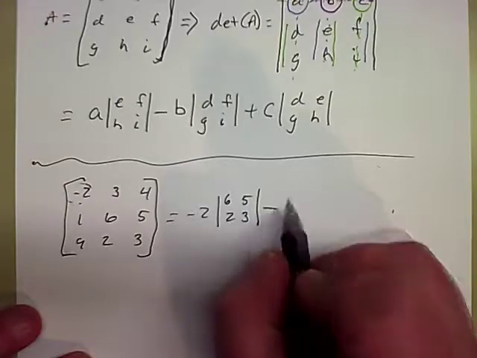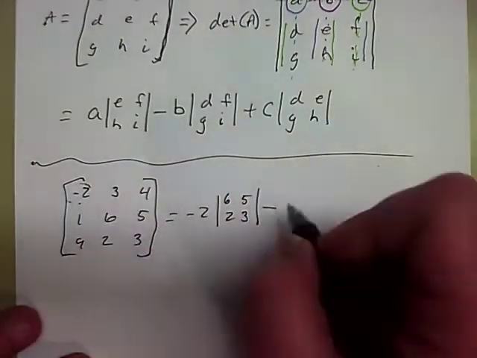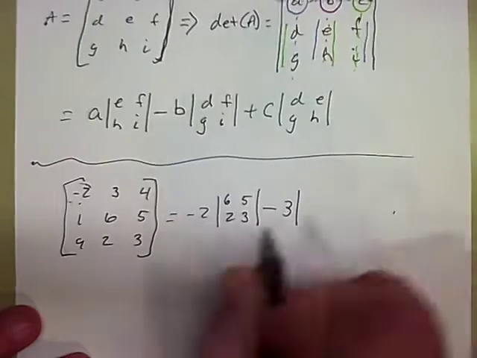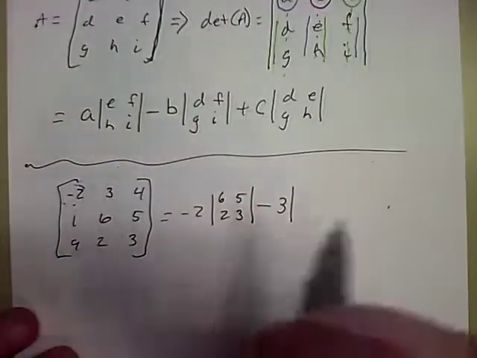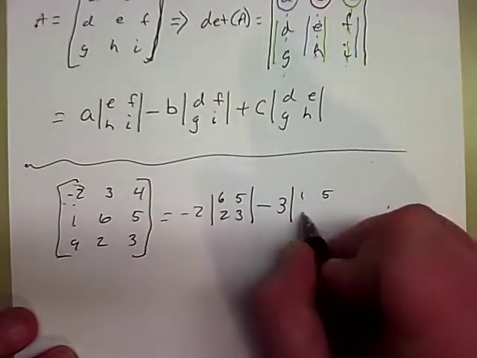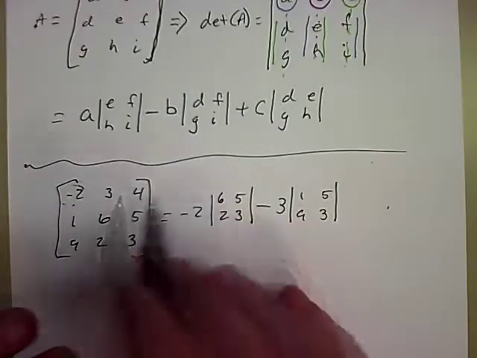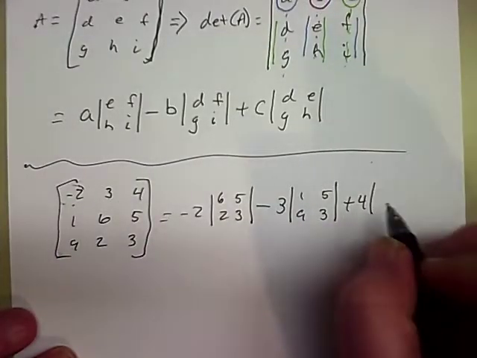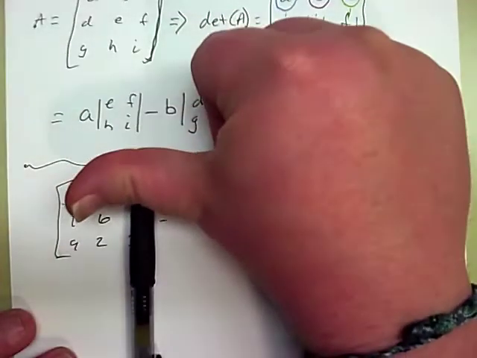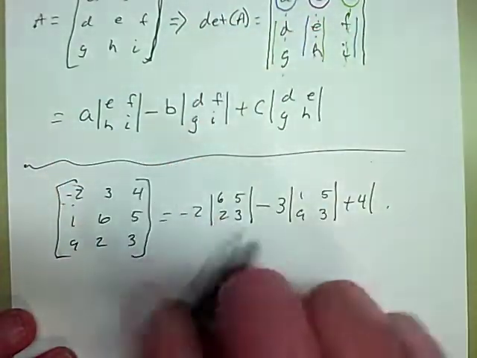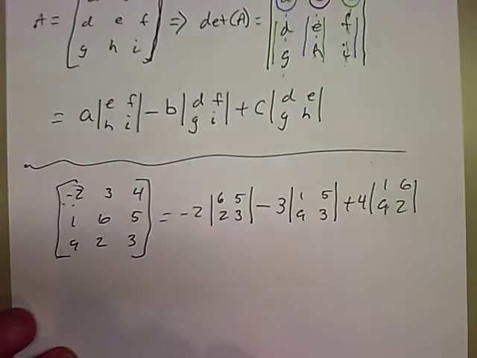And then minus B, so that's this one here. I want the different sign, so I put 3 here, and then take that row and that column out, and we get 1, 5, 9, 3. And then plus 4 times the determinant of these leftovers. Take that row and that column out: 1, 6, 9, and 2.